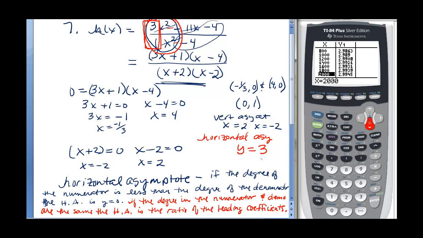For the videos that you've been given, hopefully you will be able to go through and determine how to find the x-intercepts, the y-intercepts, the vertical asymptotes, the horizontal asymptotes, and how to determine if there's a hole in the graph. It's kind of a lot to do for these rational functions, but if you get a little practice, you'll do just fine.